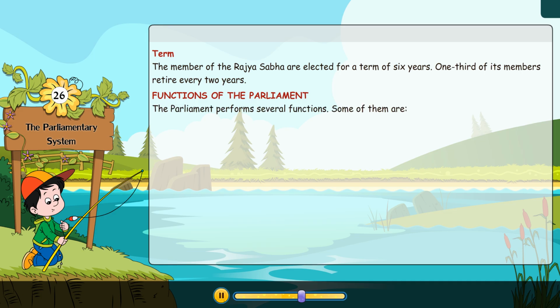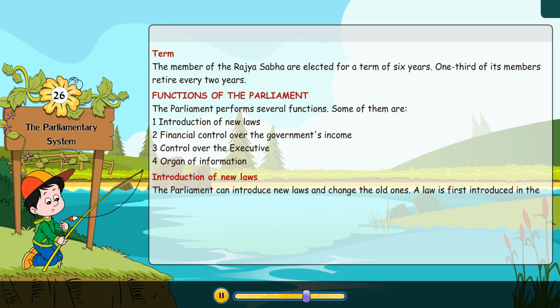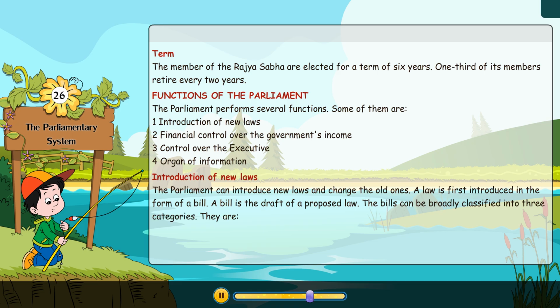Functions of the Parliament. The Parliament performs several functions. Some of them are introduction of new laws, financial control over the government's income, control over the executive, and organ of information. Introduction of new laws. The Parliament can introduce new laws and change the old ones. A law is first introduced in the form of a bill. A bill is the draft of a proposed law. The bills can be broadly classified into 3 categories. They are money bill, ordinary bills, and constitutional amendment bills.